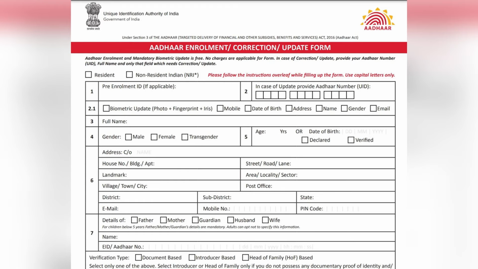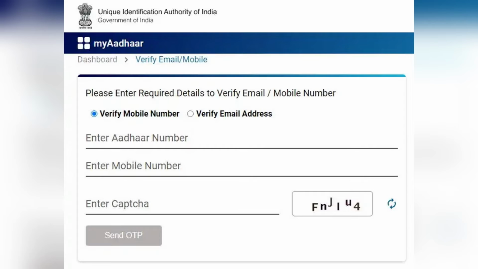Now collect the Aadhaar correction or update form at the center. Fill in your new mobile number clearly and correctly, then double-check all details before submission. Submit the filled form to the Aadhaar executive.